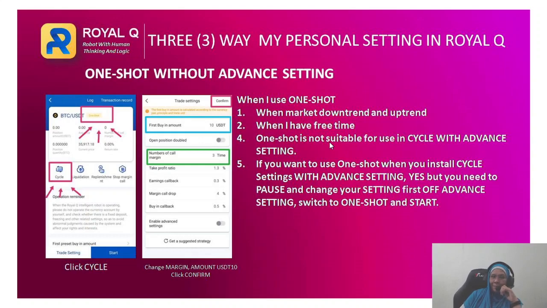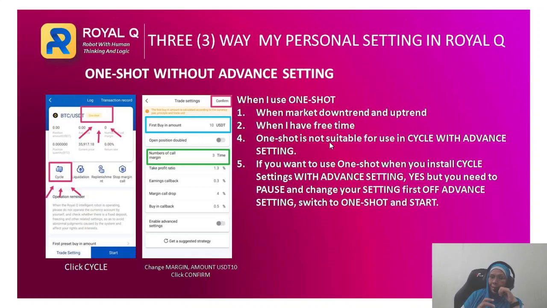when someone asks me if you want to use one shot when you have installed cycle setting with advanced setting, the answer is yes. That is why I said just now, except you need to pause and change your setting first, turn off the advanced setting, then you switch to one shot, and then you click start.